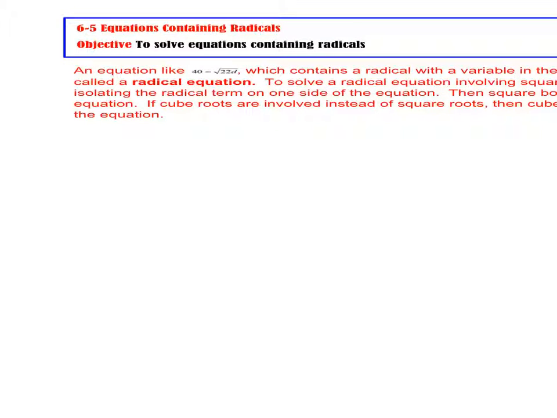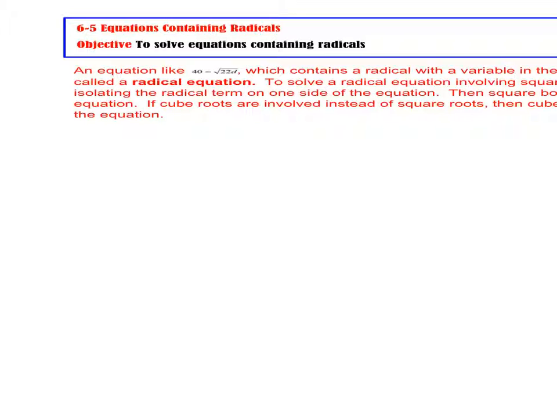Lesson 6.5 is equations containing radicals. So our goal is going to be to solve equations containing radicals. For example, something like you see here, 40 equals the square root of 22d. An equation like that that has a radical in it, first of all, that's called a radical equation. That makes sense.